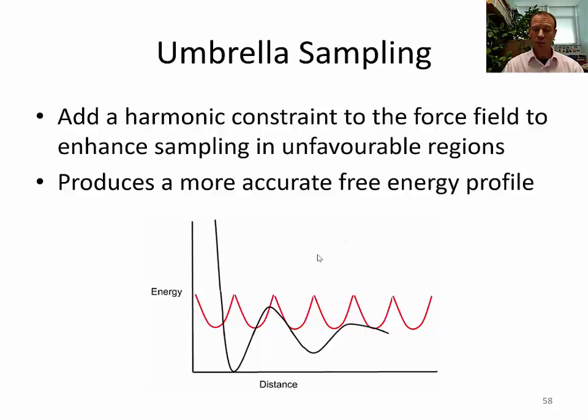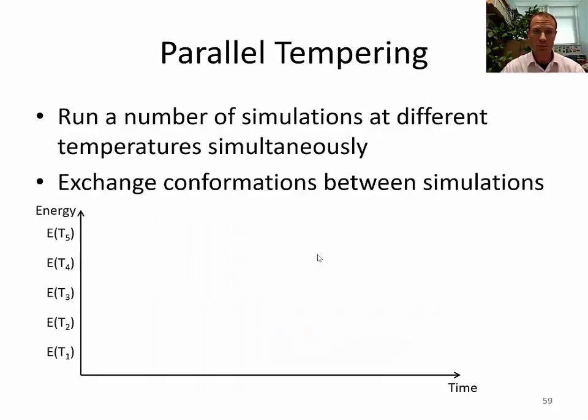So as I said, this allows us to produce a more accurate free energy profile. Another simulation approach that you'll come across in the literature are approaches based on what's called parallel tempering. The idea here is that you run a number of simulations simultaneously at different temperatures. And this is easy because when you have a supercomputer with thousands of processors, you could even run a different simulation at a different temperature on each of these processors.